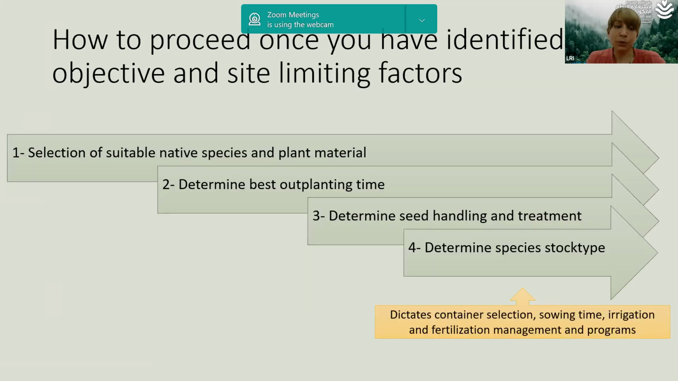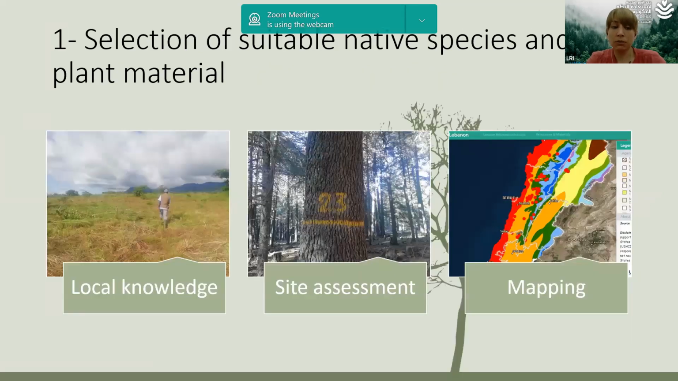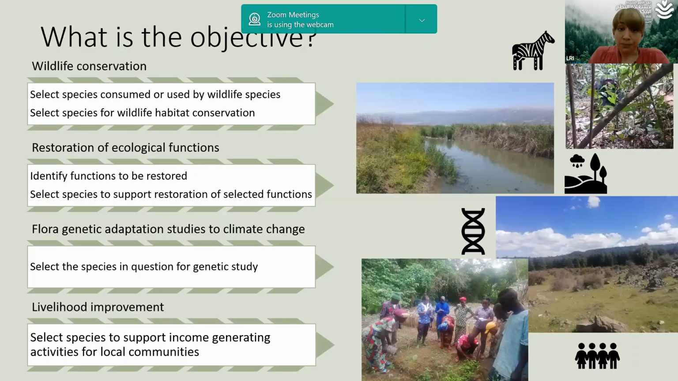Selecting first suitable plant species and plant material is based on local knowledge, on site assessment, and on mapping. If we can have all three of them, this would be the perfect way to select species and plant material. If not, it could be based on one or two of those, either local knowledge and site assessment, or mapping and site assessment. Depending on the objectives of our project, it will help us in selecting the best species.